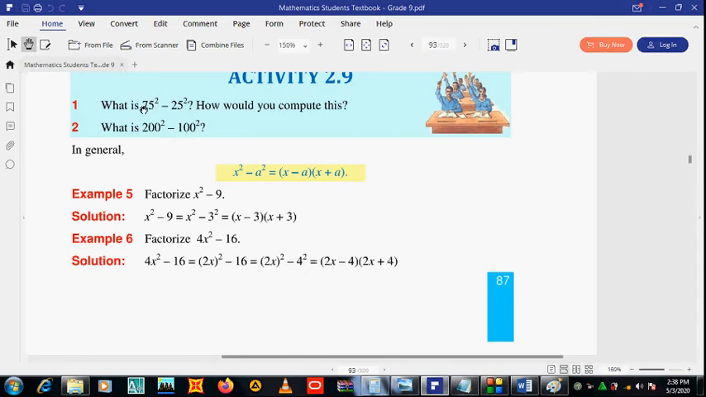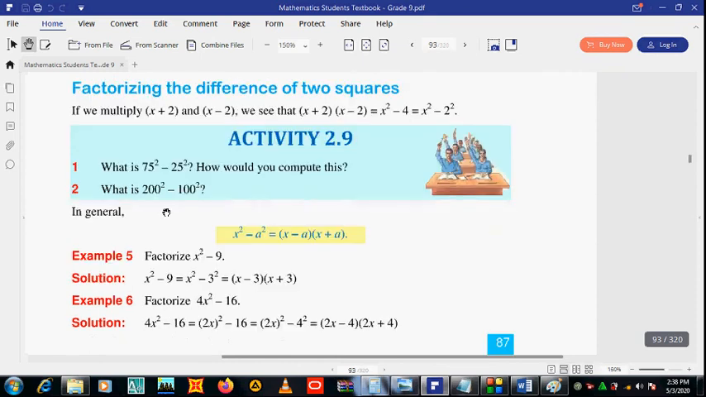Is that clear? Say for activity 2.9, what is 75 square minus 25 square? How would you complete this? This means 75 plus 25 into 75 minus 25, that is 100 into 50. In general, x square minus a square means x minus a into x plus a.